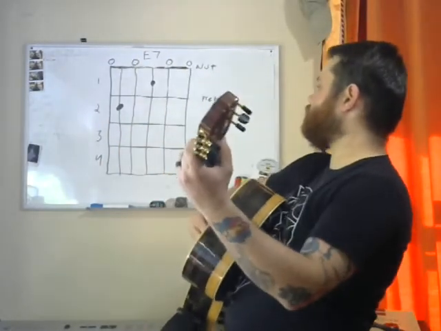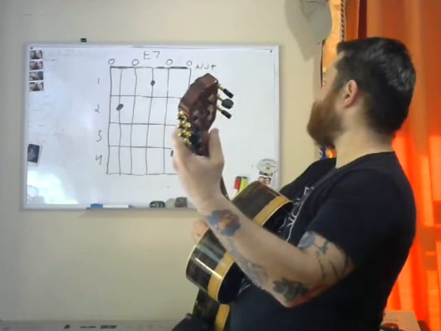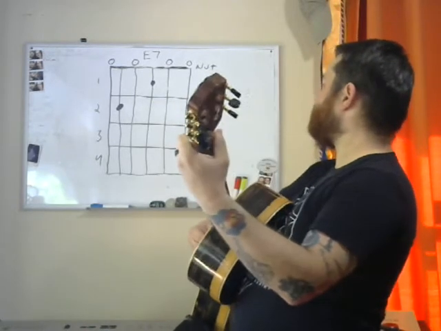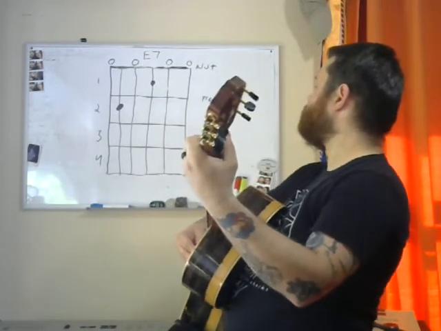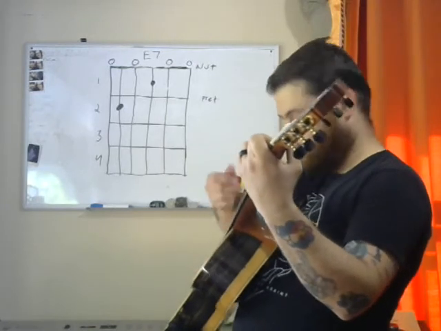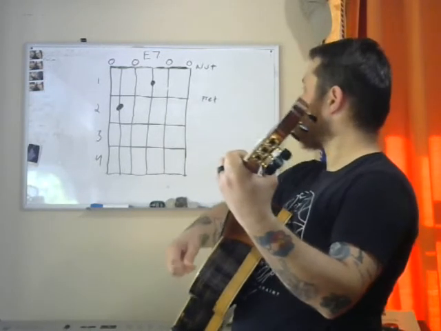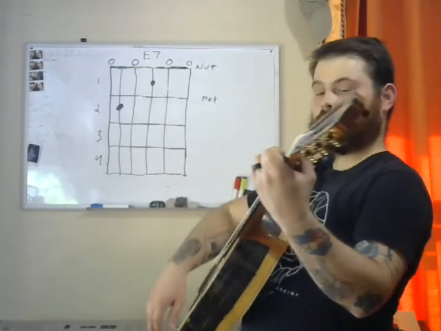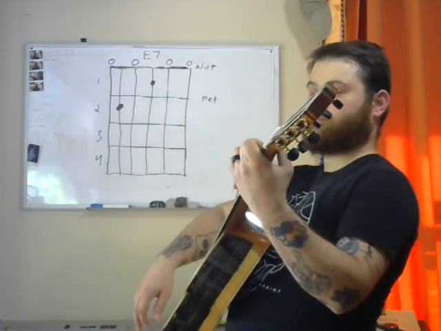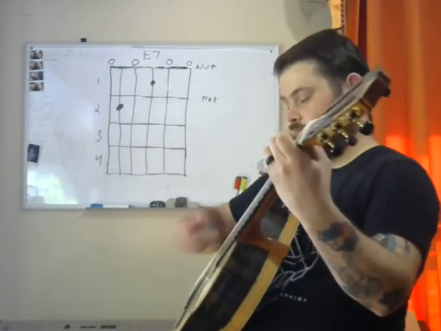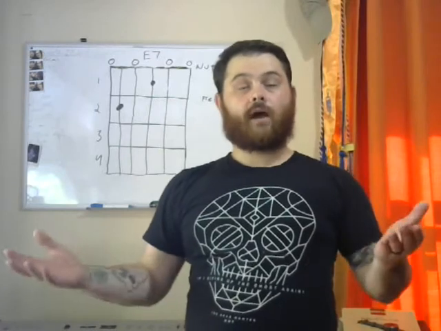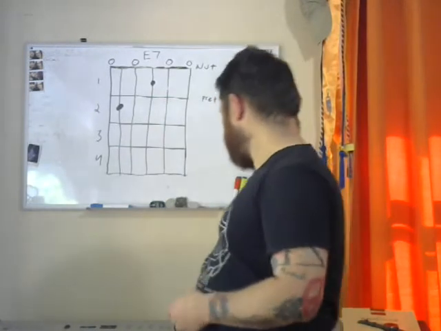This is what E7 sounds like. Open, second fret, open, first fret, open, open. And that is how to read chord diagrams.